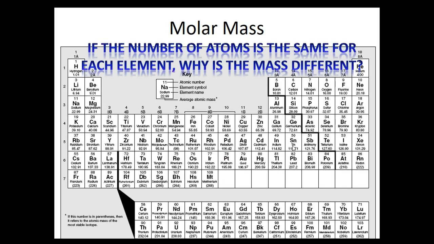Okay, if the number of atoms is the same for each element, so if I've got a mole of boron and a mole of carbon, why is the mass different? If I have a dozen boron and a dozen atoms of carbon, why is this mass number different? What do you think? Hopefully some of you are saying there are different numbers of protons, which changes the mass. You're absolutely right. Different numbers of protons for each element, and also different numbers of neutrons, are really what is responsible for the mass.